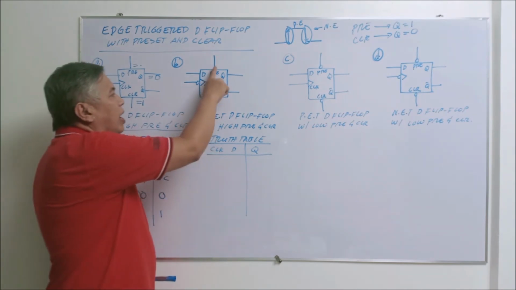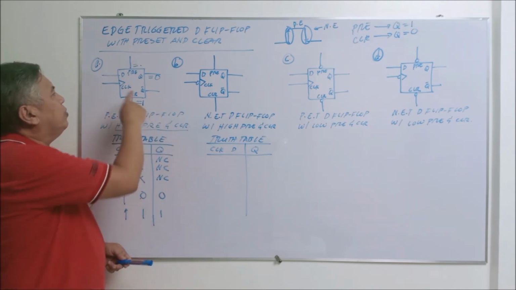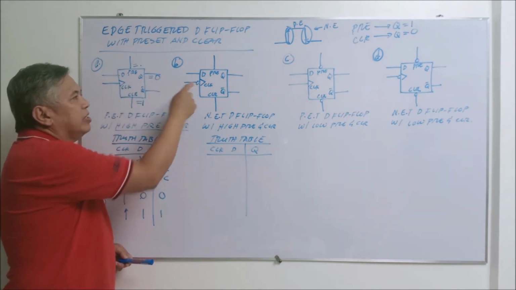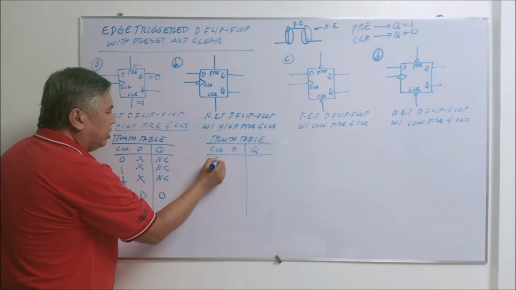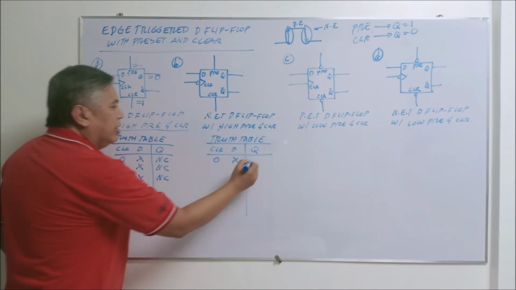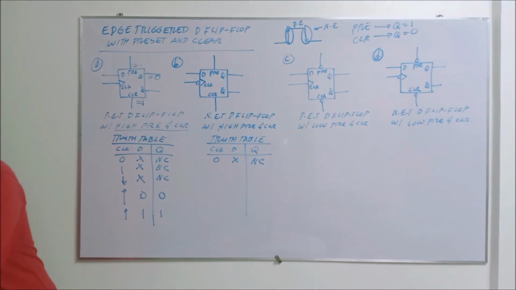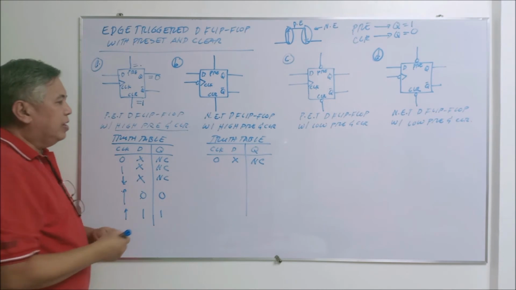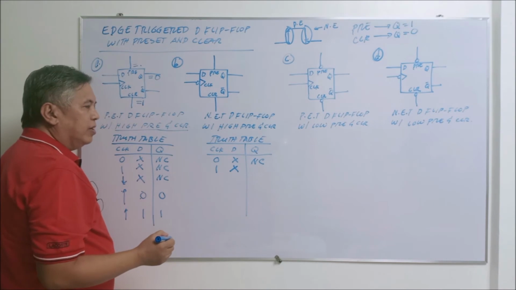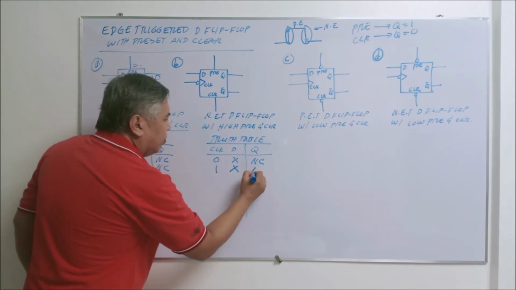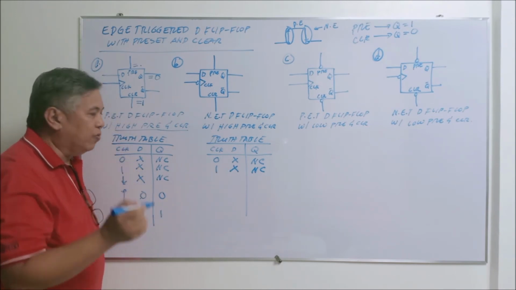Okay? With high preset and clear. It is the same condition here. The difference between the two is that this one here is positive edge, this one here is negative edge. Okay? So, again, if clock is 0, regardless of the value of your D, the output is a no change condition. Okay? Now, if your clock is 1, then again, X, regardless of the value of your D, the output is in no change condition. The X here will have a value of either 0 or 1.